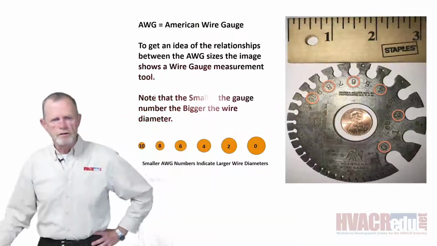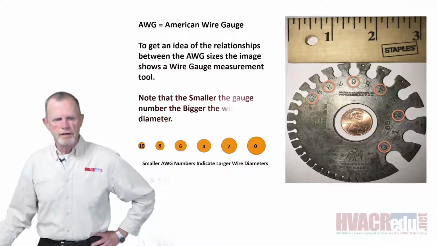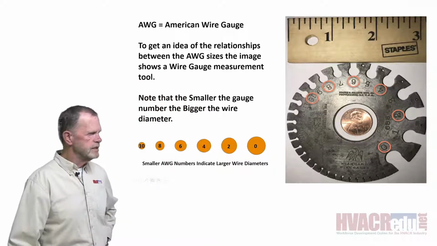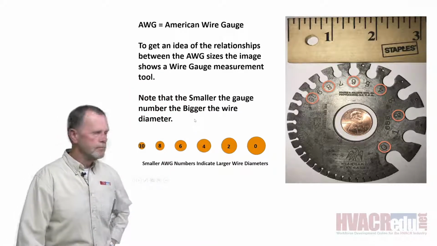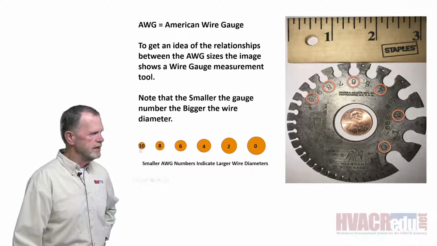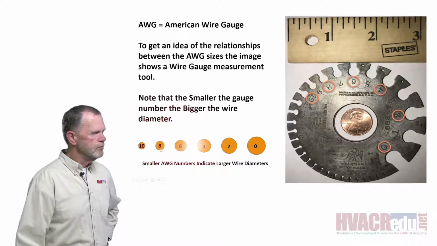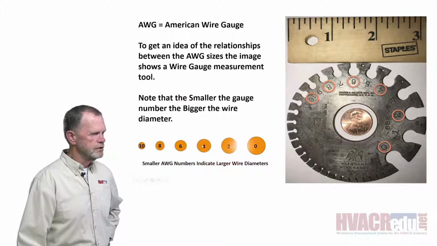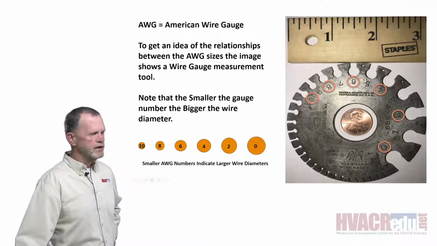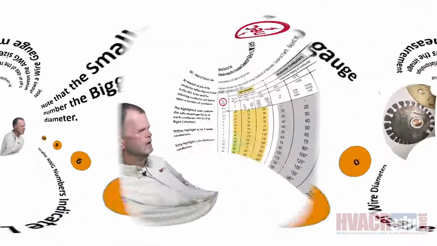Note that the smaller the gauge number, the bigger the wire diameter. And that's, you know, sort of backwards in the big scheme of things, but that's the way they did it. Smaller numbers indicate larger wire diameters. Here we've got a 10, and then as you go down in number, the size of the wire gets larger and larger until you get up to the 0, which is an aught. They call that an aught in wire gauge size.